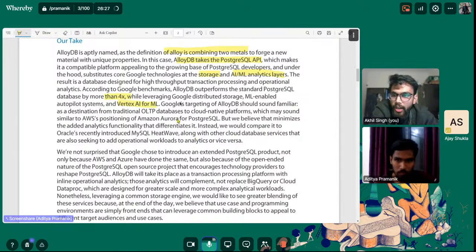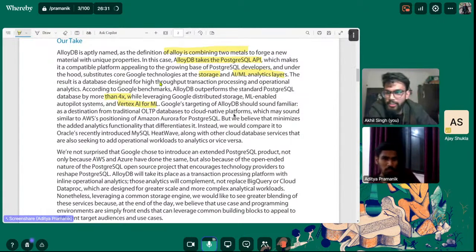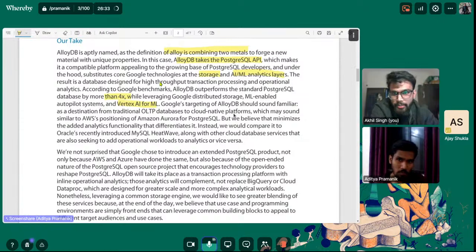Okay, so talking about the first paragraph, first it is explaining why AlloyDB is aptly named. We already know that alloy means combining two metals, right?